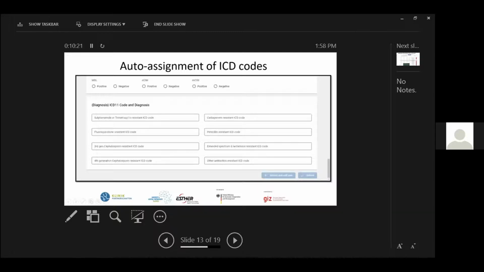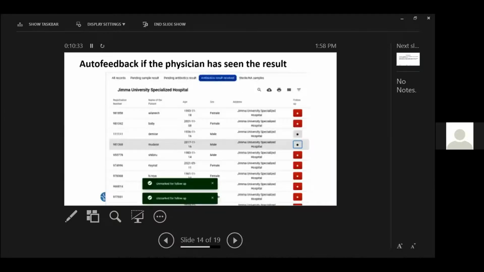And the system also assigns ICD-10 for each organism, for each antibiotic, once you detect all the values in it. This is important for reporting to the national level. And another important feature of this system is that when a physician accesses the result, it will give feedback to the lab that the report has been accessed.